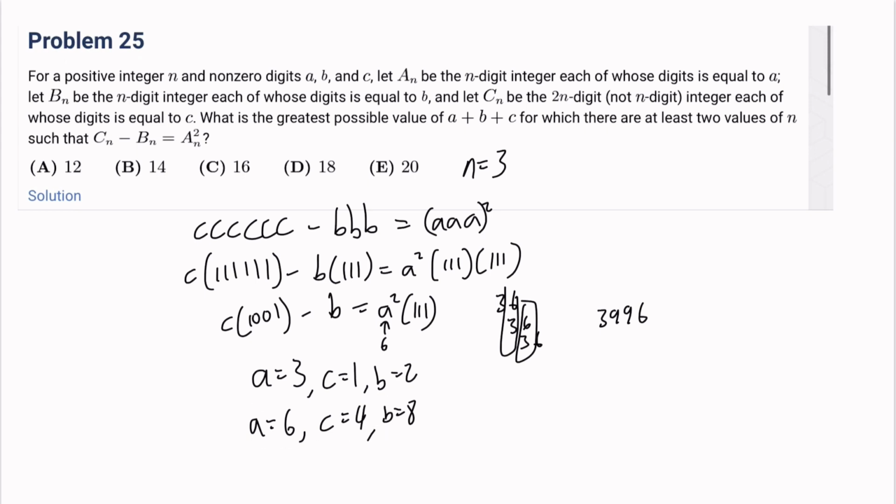And what's the greatest value of a plus b plus c for which there are at least two values of n? We need the greatest possible value, and if we add these, the first gives us 6 and the second gives us 18. So the greatest value is 18. The answer is D.